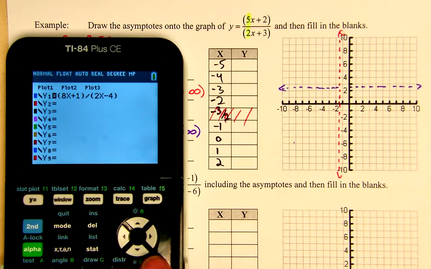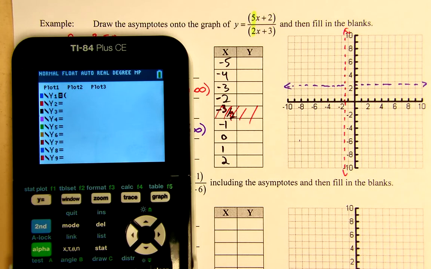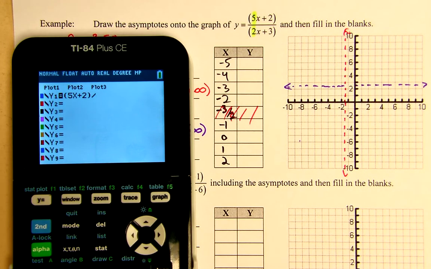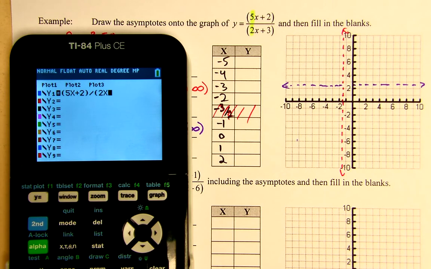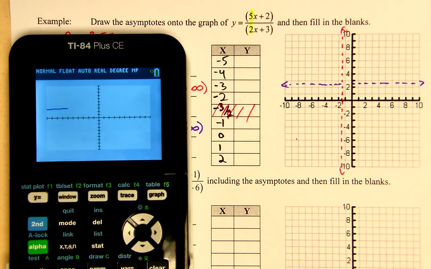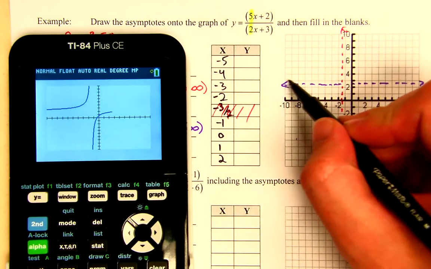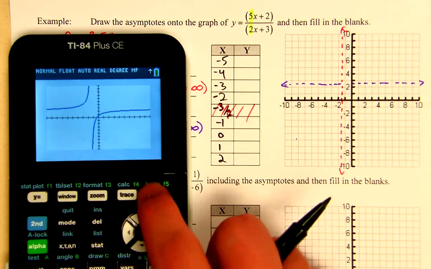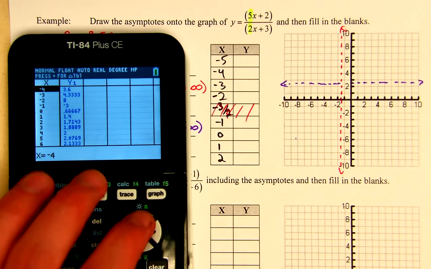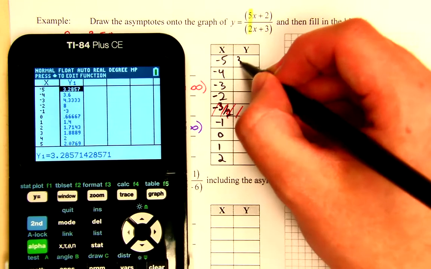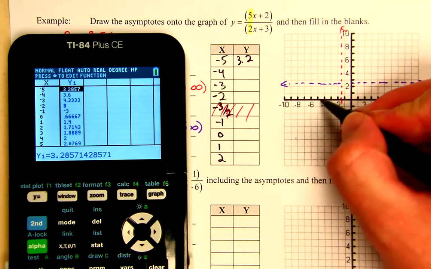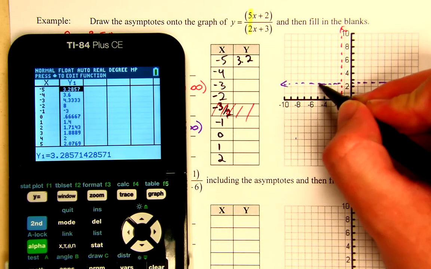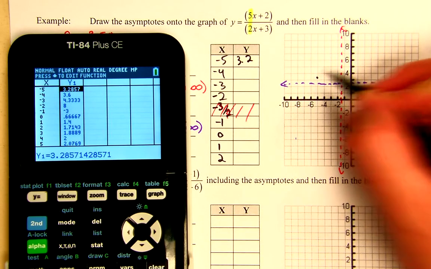Alright, go to y equals, let's pop it in there. 5x plus 2 divided by 2x plus 3. Alright, and again, I'm just going to look at the graph. So I know my branch needs to be in here, and I need a branch down here, but I need a little bit more exact than that. So, need to go up 1. 3.2, so negative 5, 3.2, we're about in there.